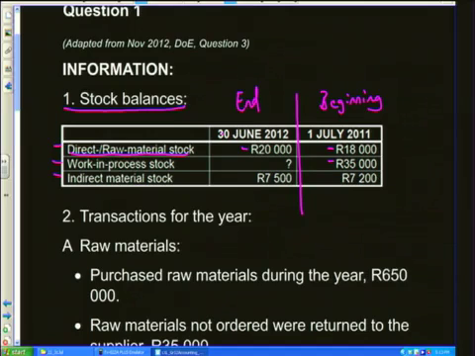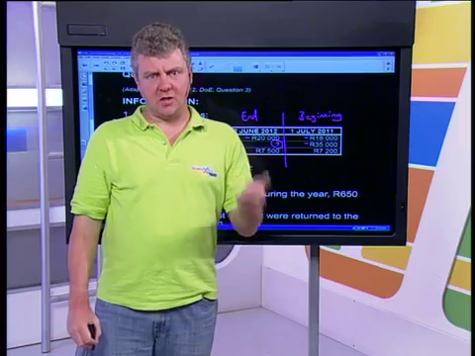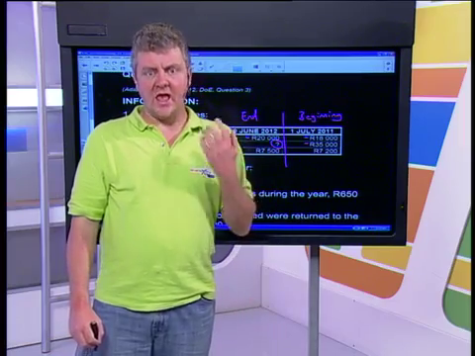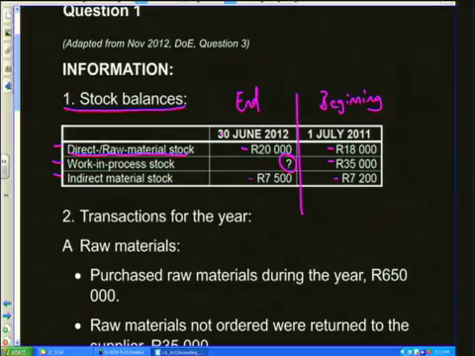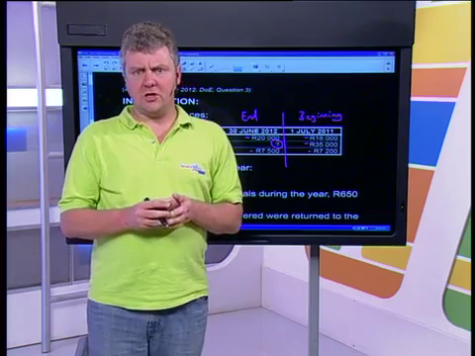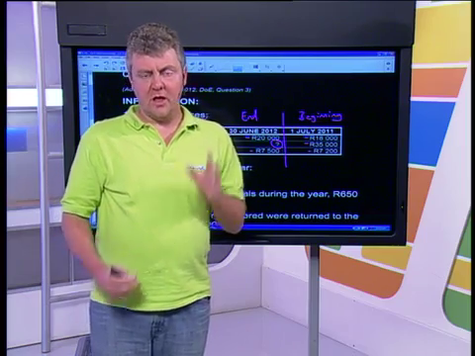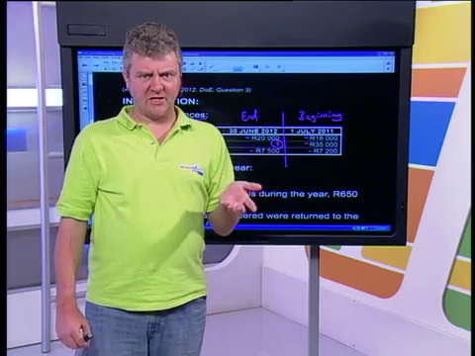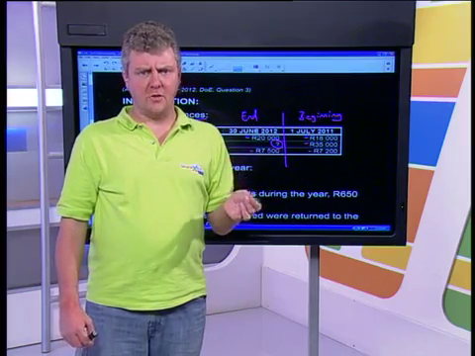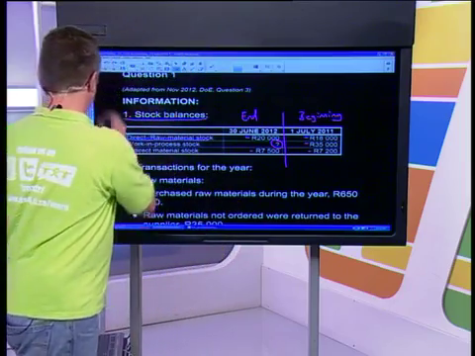They've given us the same for work in progress, but there's a question mark that we're going to have to calculate. When you see a question mark, that's usually an indication that we're going to have to work backwards somewhere in our production cost statement. And then finally, we've got our indirect material stock at the beginning and at the end of the year. It's very important that you know where these items go. Think to yourself, should they go in the note, which remember is the factory overheads note, or should they go in the main production cost statement?